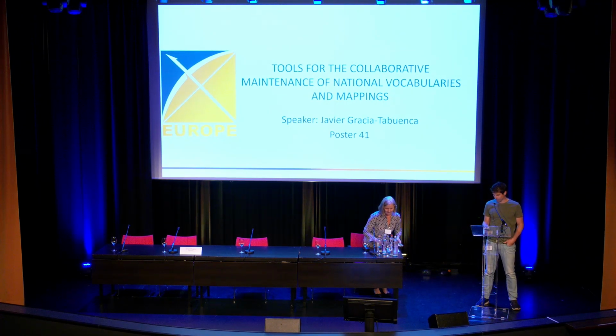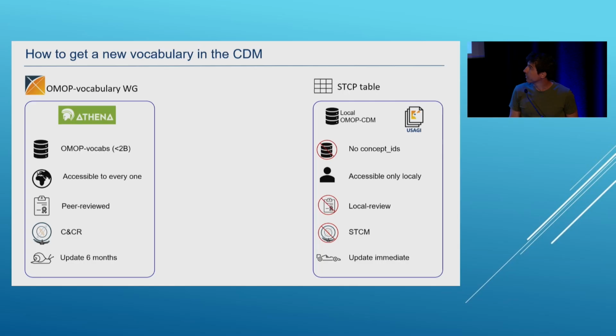Okay, hello everyone. So I will try to answer a question that has appeared a couple of times. Let's imagine that you are building your common data model, and then you find that some of the vocabularies you have don't exist in Athena. So currently there are 2 things you can do. One is to contact the vocabulary working group and ask them to put that new vocabulary there. And that's really good because then it can be accessed by everybody.